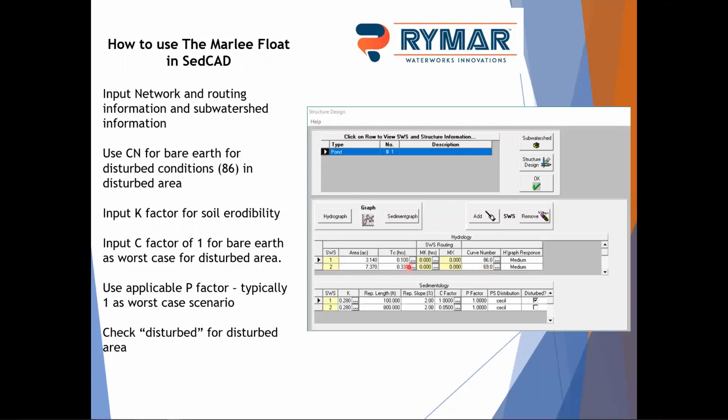You can see the times of concentration. I won't go into detail on how you do that; I'm sure you're all familiar with it. And then you're going to set your other factors here. Your K factor is your soil erodibility factor, and there's a little chart. When you click on that, it'll tell you to pick one from it.